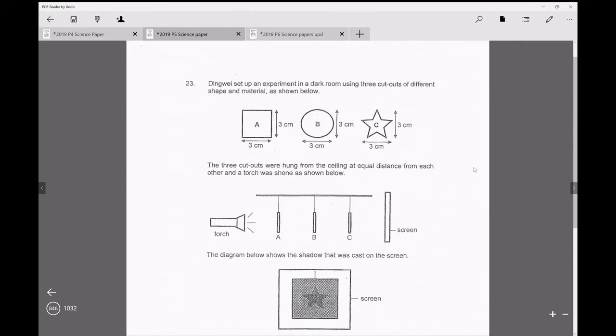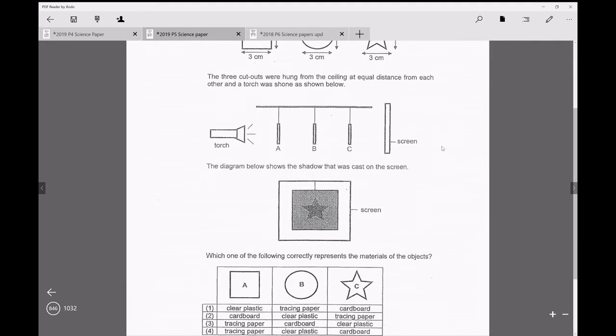Okay, let's look at question 23. Okay, he goes and places these 3 objects. You don't know their properties. Okay, they can be either transparent, translucent, or opaque. What happens is this is the result here. The screen is the result here.